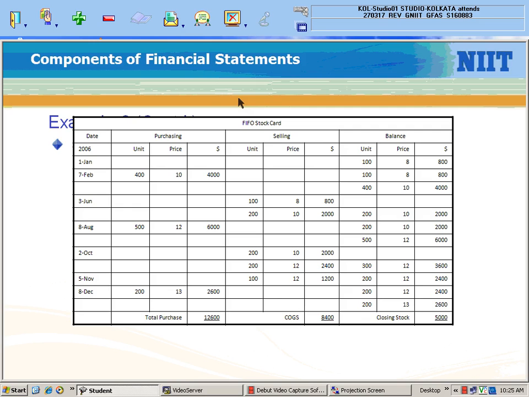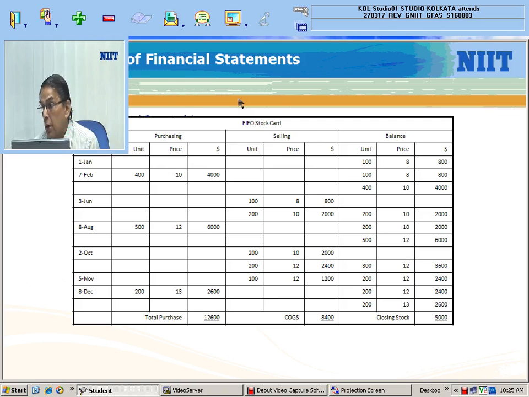Then on 3rd of June, the company sells another 100 units. Which 100 units have been sold? Since it is following the FIFO method, we'll consider the first 100 units which are there at the opening. Those have been sold. First in, first out. So the company sells 100 units for which the purchase price was 800.